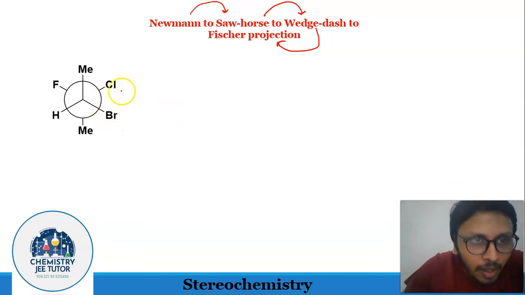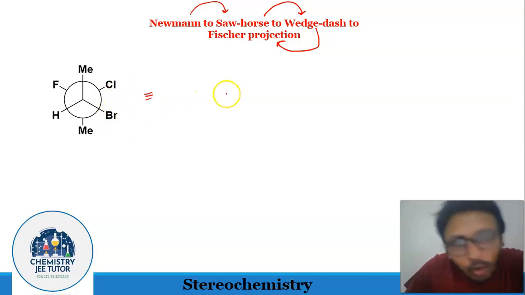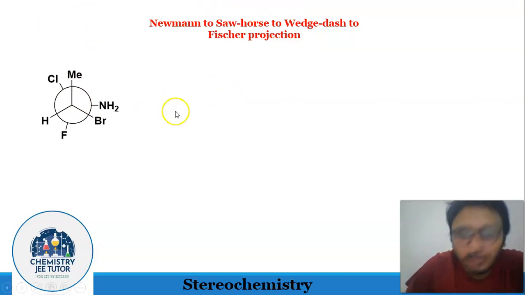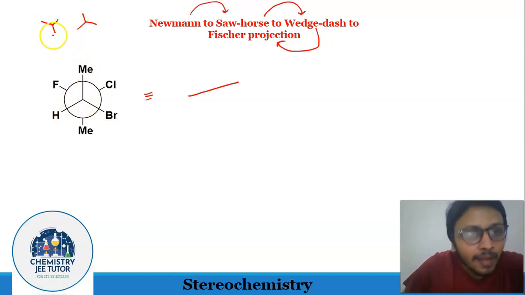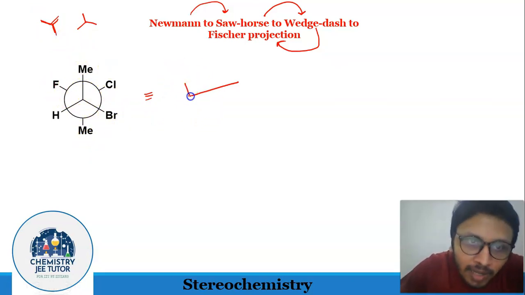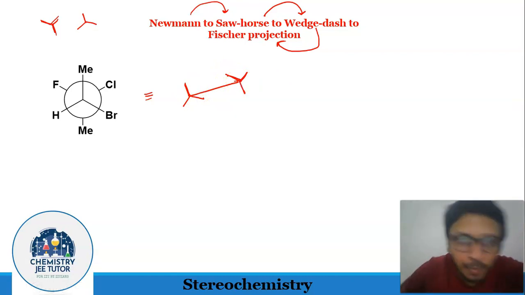Let us see. How do you convert this Newman to sawhorse? Again, I just draw it as it is. See, these are 2 Y's. One Y is like this, the other Y is like this. That is the one containing methyl, hydrogen, bromine. The other Y is like this, containing methyl, fluorine, chlorine. Suppose I draw it like this. I put the methyl here, one Y like this. Other Y, I draw it. First I draw the Y's. Then I put the substituents.